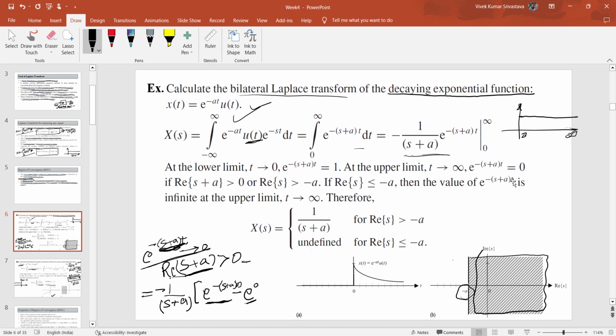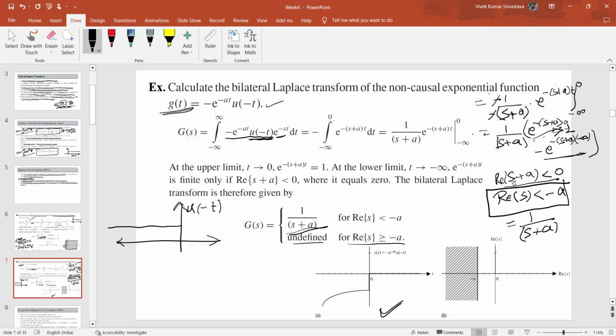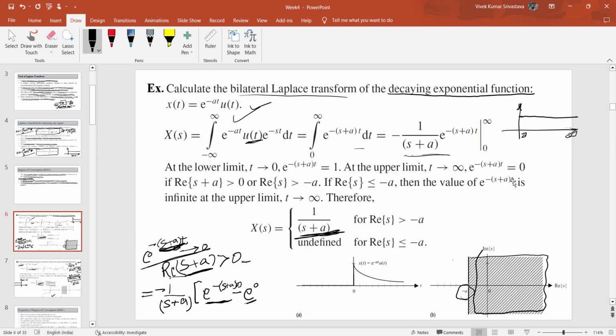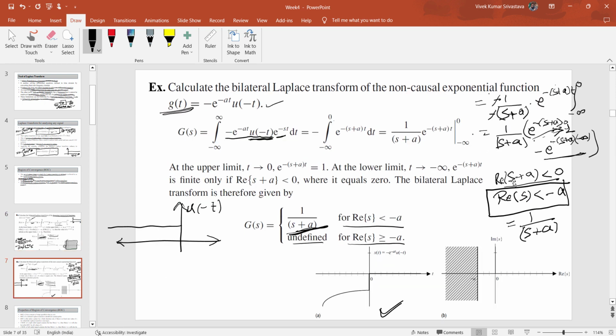From these two examples we can see that the expression of the Laplace transform for these two signals is the same. However, the region of convergence is different. So that's how we can differentiate the Laplace transform of these two signals.